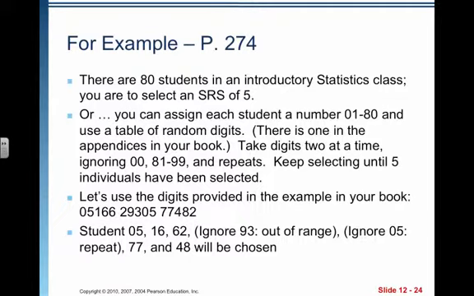So let's use the digits provided in the example in your book. So we've got 051662930577482. We start selecting digits 2 at a time. So 05, that's in our range, so that person's chosen. 16 is in our range, so that person's chosen. 62 is in our range, so that person's chosen. 93 is out of our range, so we ignore it. 05 is a repeat, so we ignore that. 77 is in our range, and then 48 is in our range, and that's all the people we need.